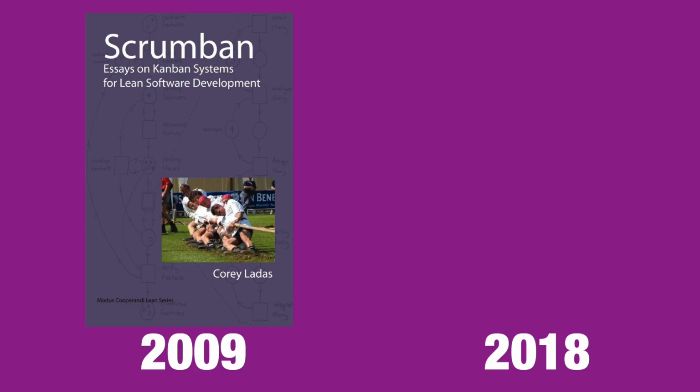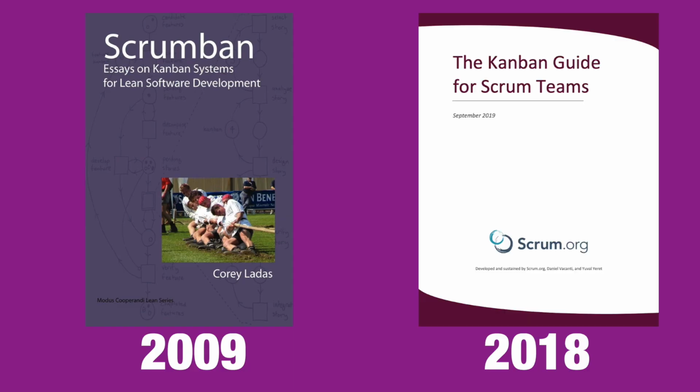If this notion of augmenting Scrum with Kanban principles makes you feel a little uncomfortable, it may interest you to know that in 2018, Scrum.org got in on the act and published the Kanban Guide for Scrum teams.